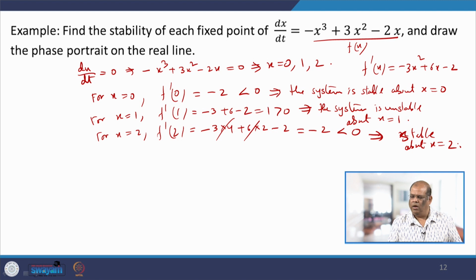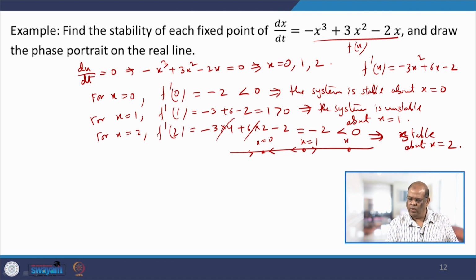Now, if you want this diagram, which we will be coming to later also, but for this problem you draw a line. This is your 0, this is your 1, this is your 2. So, for 0 it is stable, so your arrow will be like this. For 1 it is unstable, so your arrow is like this, that is, it is moving away from the solution. For 2 it is again stable, so your arrow will be like this.